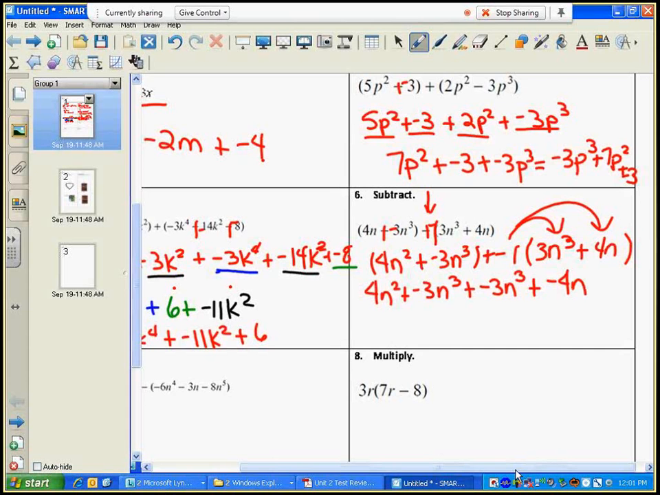Oh, I've got 2 n cubed terms, I can combine them. Negative 3 plus negative 3 is negative 6n cubed, plus n squared, plus negative 4n. Can I combine this term and this term? No. N to the 3rd is not the same as n squared. They're raised to different exponents. Can I combine n squared and n? No.